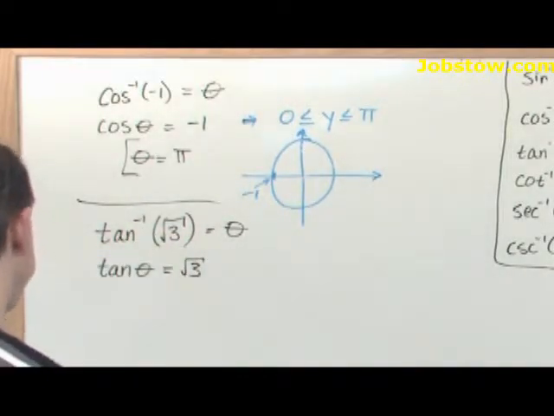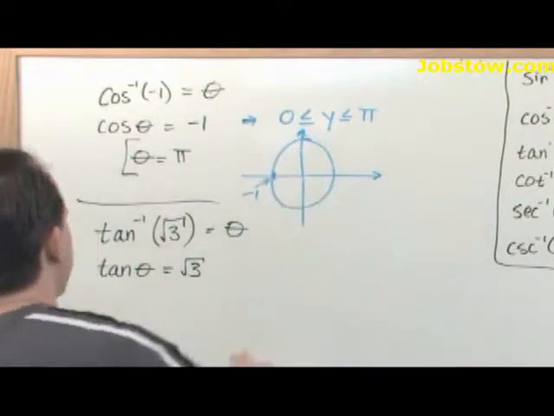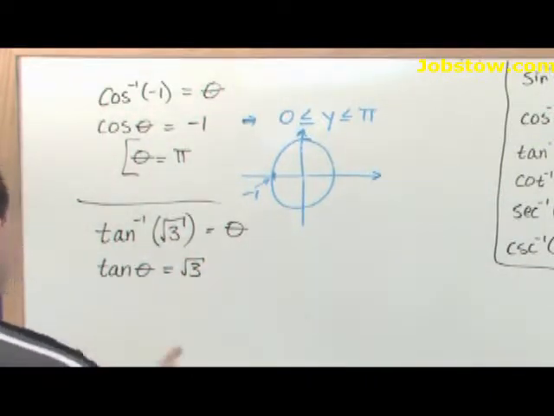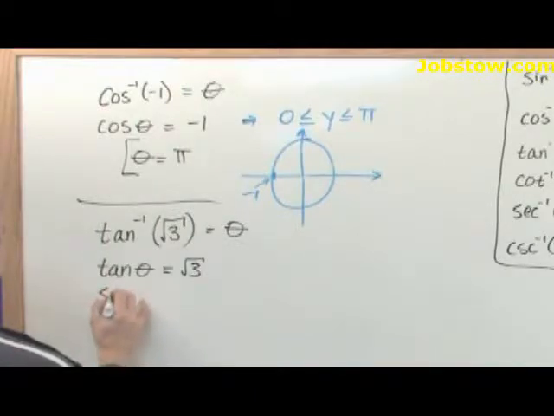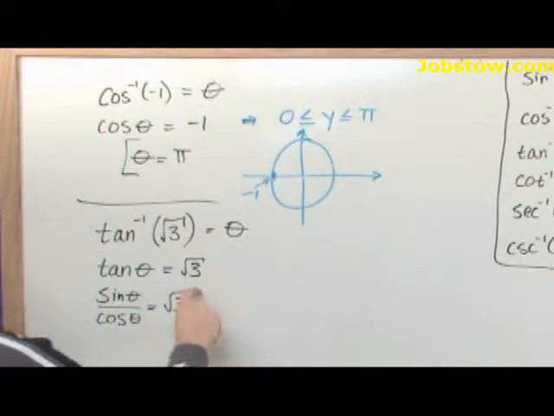So I need to start walking around the unit circle to find an angle so that when I take the tangent of it, it's going to give me square root of 3. But remember, anytime you have a tangent, you really just need to start thinking in terms of sine over cosine. That's what I do every single time. I start putting in angles, taking the sine and the cosine, and seeing whether there is an angle that's going to give me square root of 3.